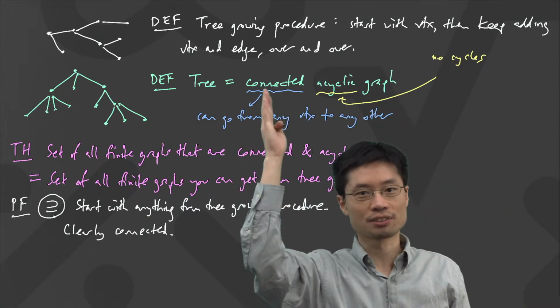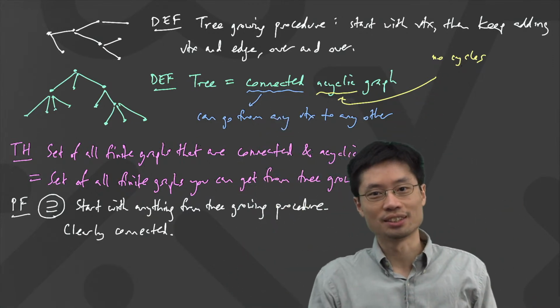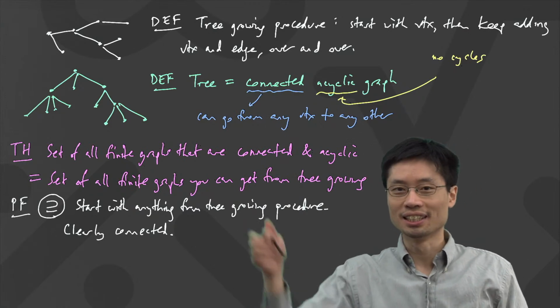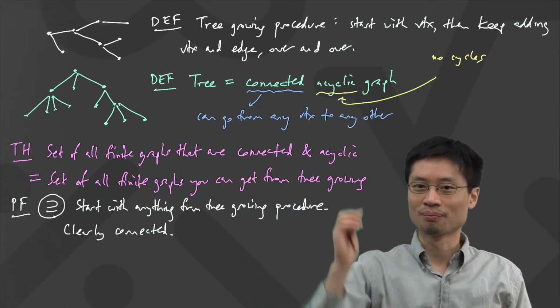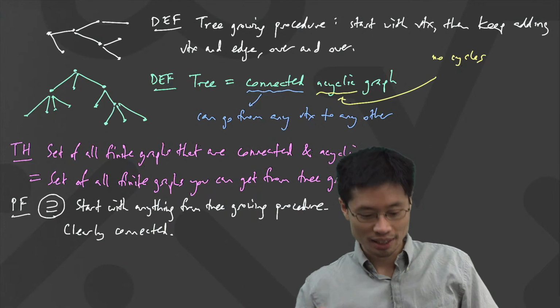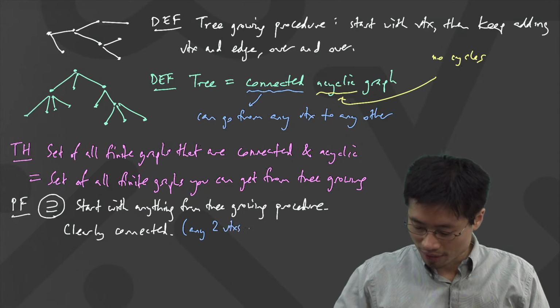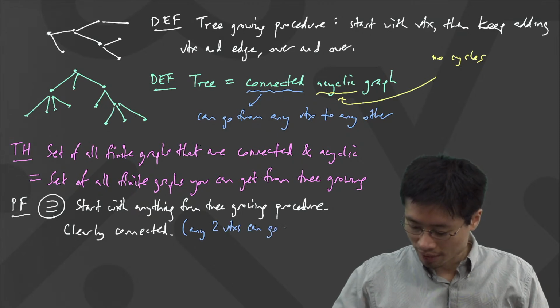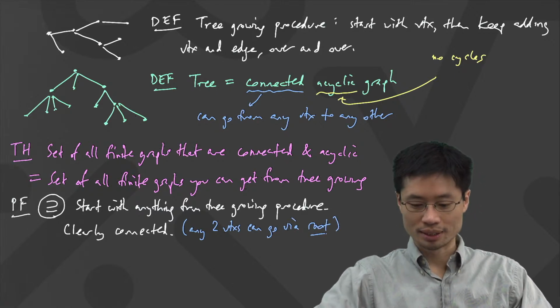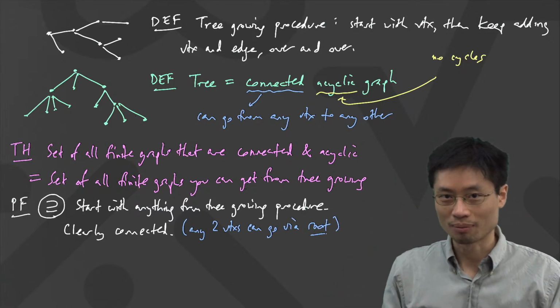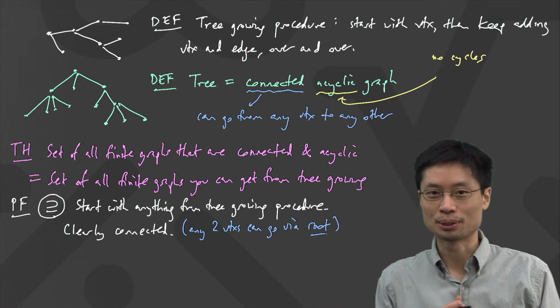But in my definition of connected, I just said you can get from one to the other. It doesn't have to be a super efficient way of getting there. Just kind of go and then go. So I'm just going to give that clearly. And maybe just put a little parentheses: any two vertices can go via the root. Root was this first vertex that got created in this tree growing procedure.